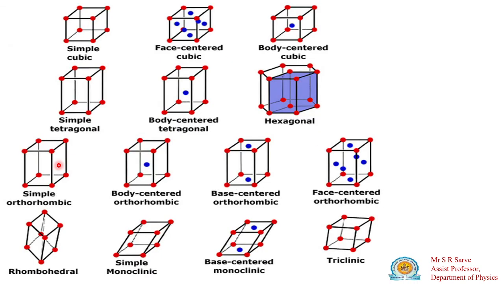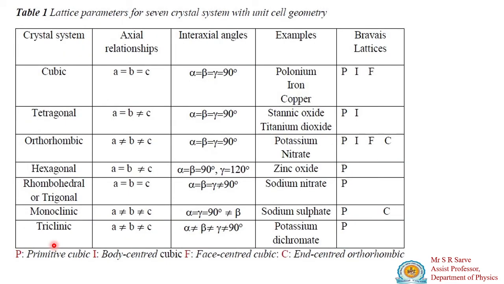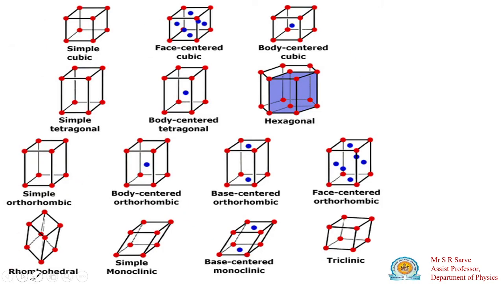Next one is trigonal. Rhombohedral is also known as trigonal structure. In trigonal structure, all sides are the same and all angles are the same, but not equal to 90 degrees. Then it is known as trigonal structure. Trigonal exists in simple trigonal form.